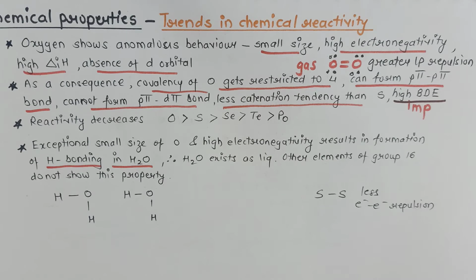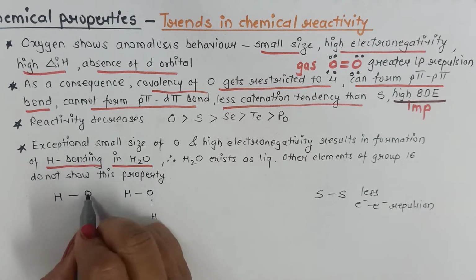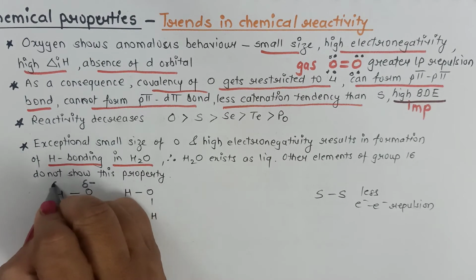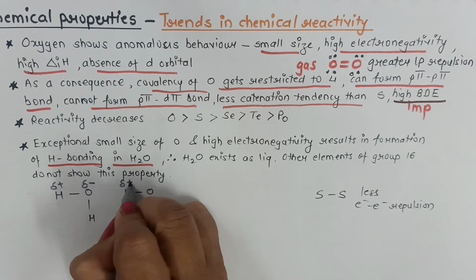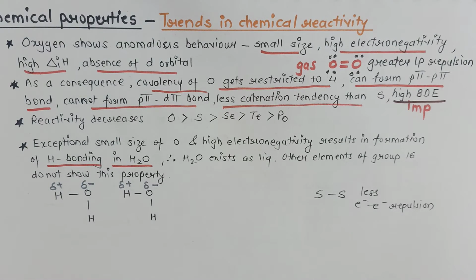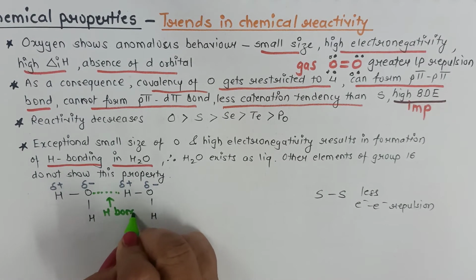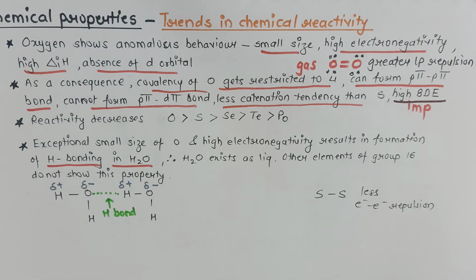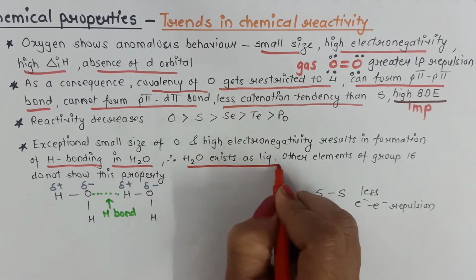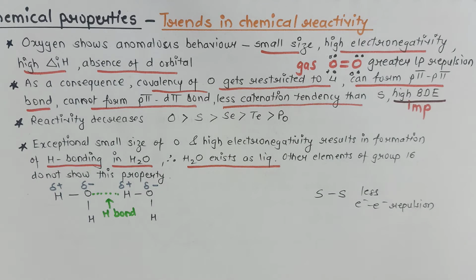In a water molecule, if we consider the orientation, oxygen being more electronegative will attract the shared pair of electrons towards itself, creating δ minus and δ plus charges on oxygen and hydrogen respectively. Now there will be attraction between them, and it will result in the formation of a hydrogen bond. And due to this hydrogen bond, water exists as a liquid. This tendency is not observed in any other hydride of group 16.